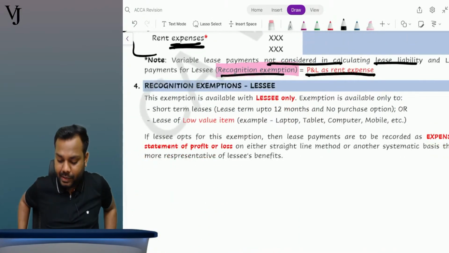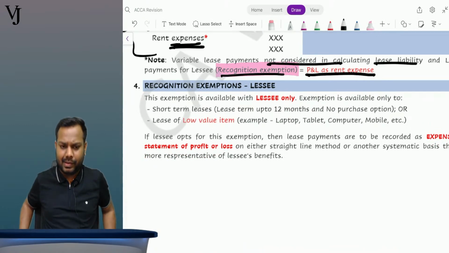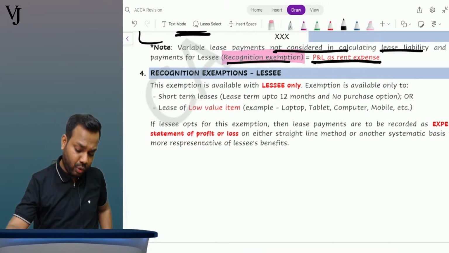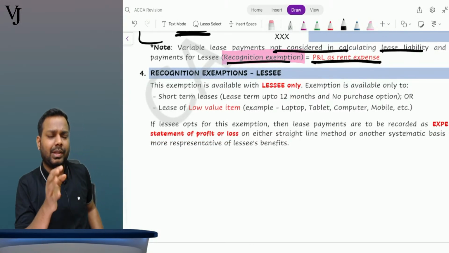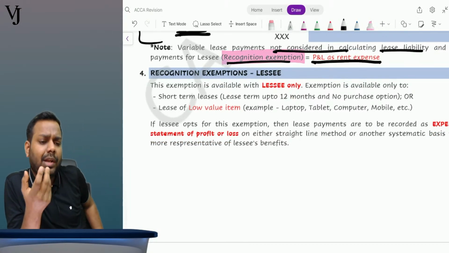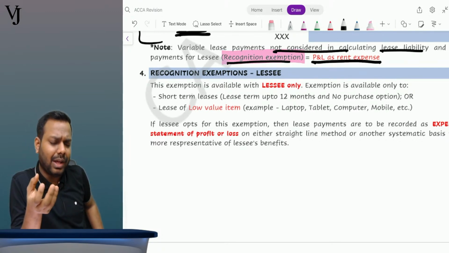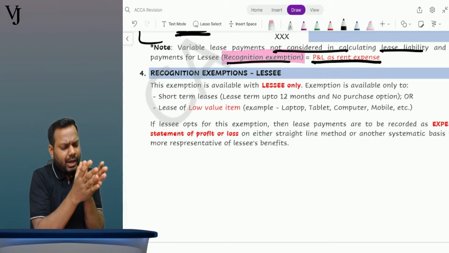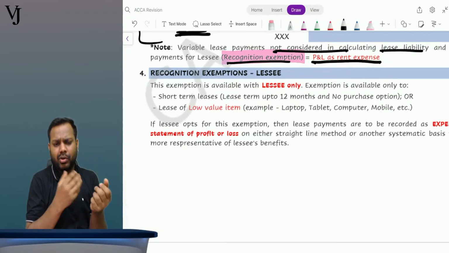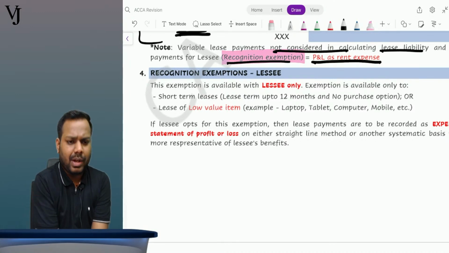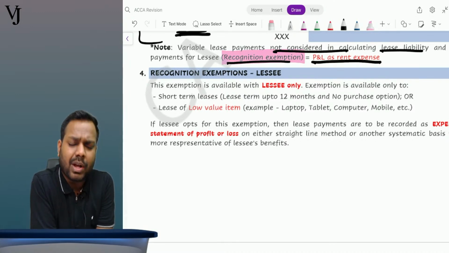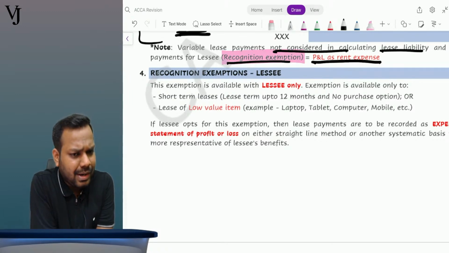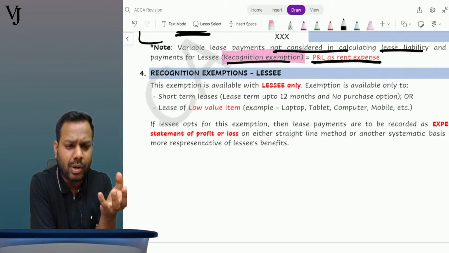Now coming to recognition exemptions. Now understand what is the recognition exemption. Basically, the standard so far is saying that if you have taken any asset on lease, you have to record an asset and you have to record a liability. Let's suppose I have taken a flat on rent for 11 months. What to do now? Shall I capitalize that? Shall I record an asset and a liability for that? No, it's for 11 months, right?